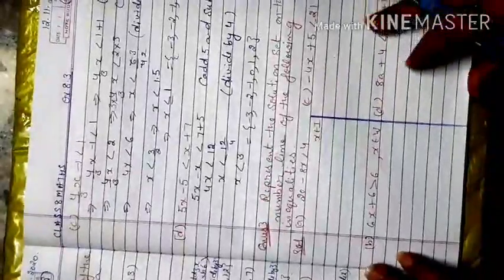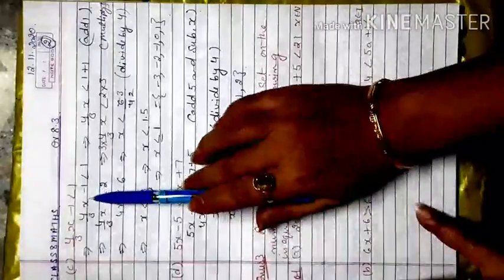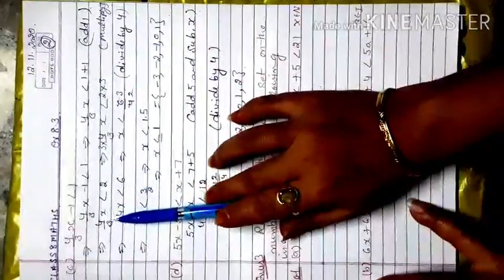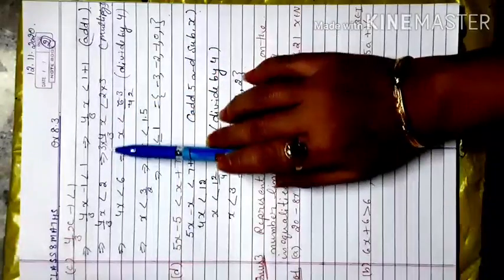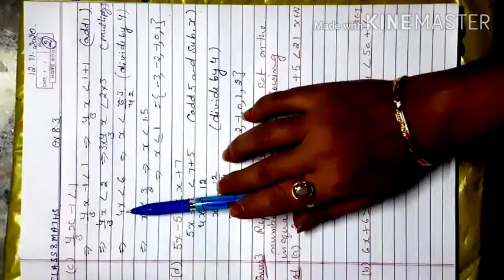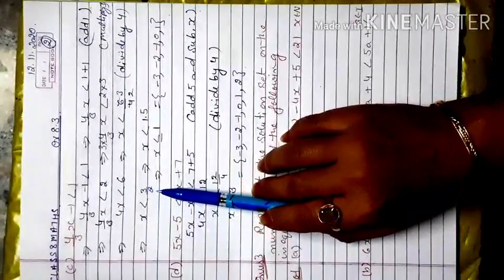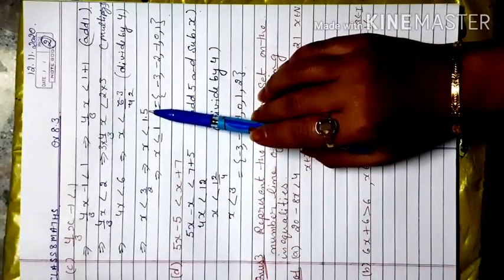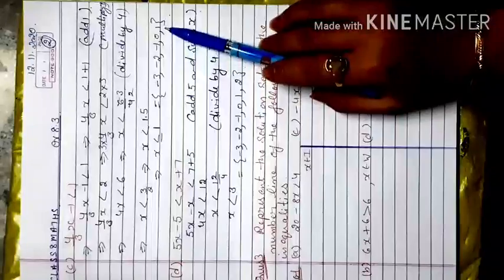Next is 4 by 3 x minus 1 less than 1. When 1 shifts to this side, that will be add 1. Now 4 by 3 x less than 2. Now you have to multiply 3 on both sides. So that gives you 4x less than 6. Now you have to remove this 4, divide by 4 on both sides. So x less than or equal to 3 by 2, that means 1.5. If we check with the universal set, there is no 1.5, there is only 1. So minus 3 to 1, 1 is included, so minus 3 to 1 will be my solution set.